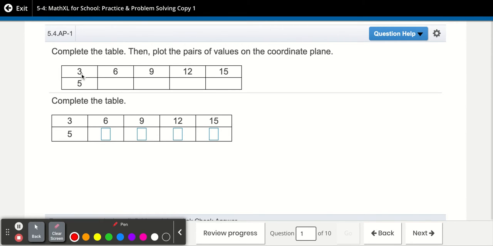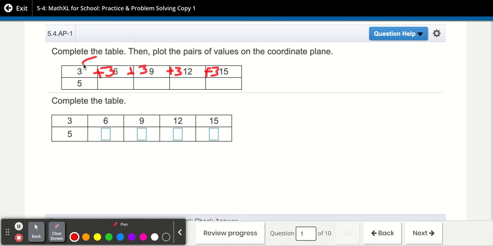The table we're given is, the first row is 3, 6, 9, 12, 15. And then the second row is 5, and then we need to complete those values to make equivalent ratios. So we want ratios that are equivalent to 3 to 5. Something to note is that we're just counting by 3s up here. So we can take advantage of that.